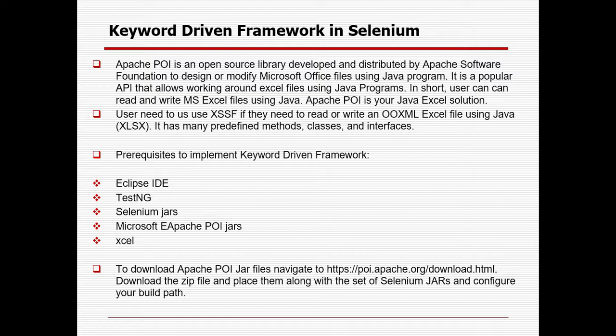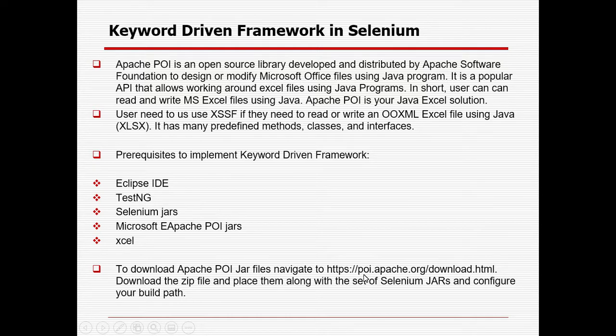So for data-driven, keyword or hybrid, in case you want to interact with external sources like Excel or CSV, you first need to download the jar files for Apache POI. I showed you in the last session. So this is the URL. If you open the URL, you can download all the relevant jar files.